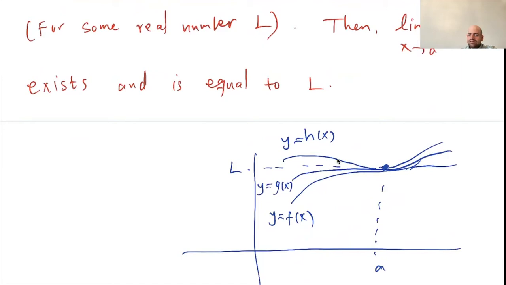So this is squeezed, or sometimes we say sandwiched, between two functions, and the above and below functions have the same limit. So the middle function must have the same limit L. The limit of the middle function exists and is equal to L. This is not obvious and needs a proof, of course. We will skip the proof.